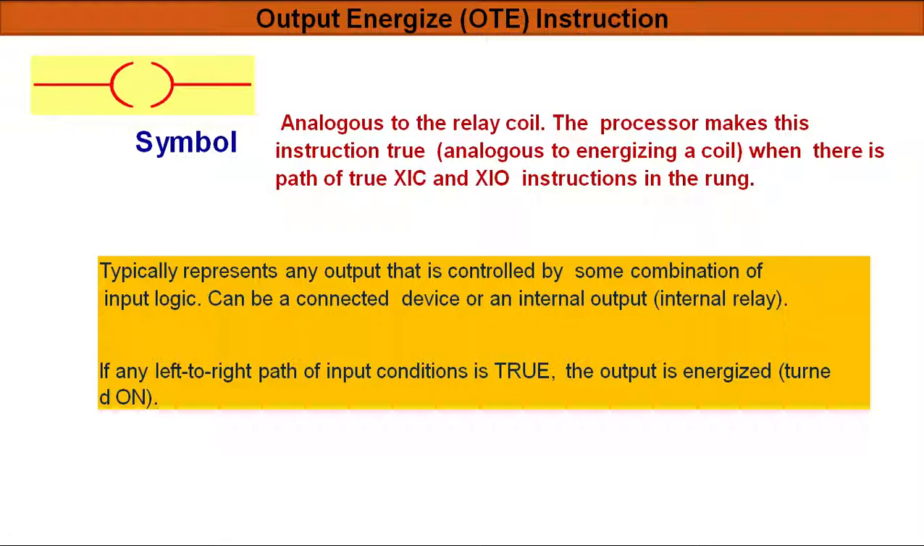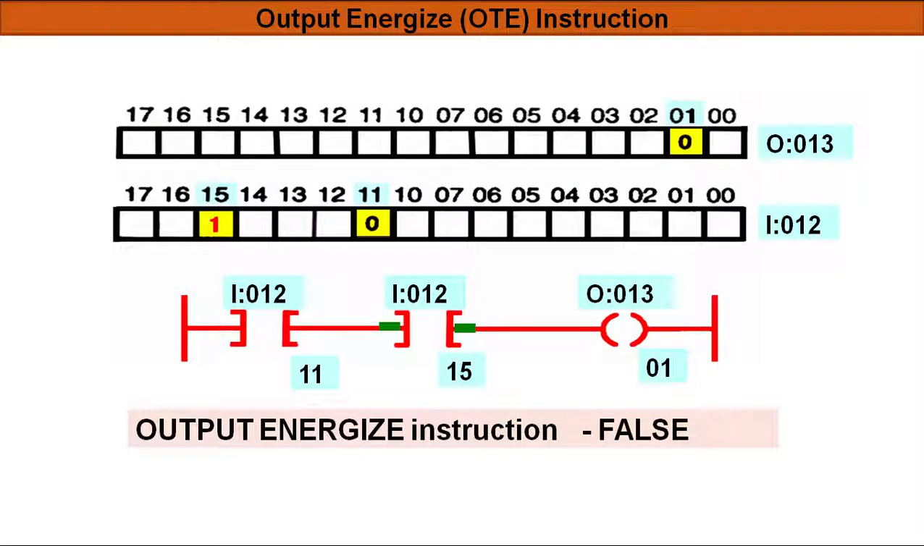The output instruction symbol is analogous to a relay coil. The processor makes this instruction true or not when there is a path. Typically any input is controlled and can be a connected device or internal output. If any left to right path to the output is off, it is false. One is for true and zero is for false. If any one of them is not true, then it is false.